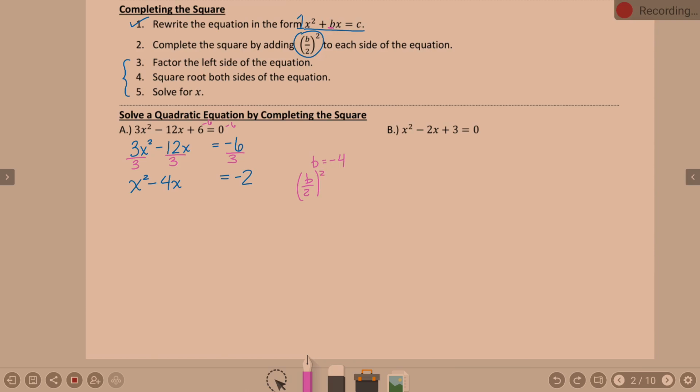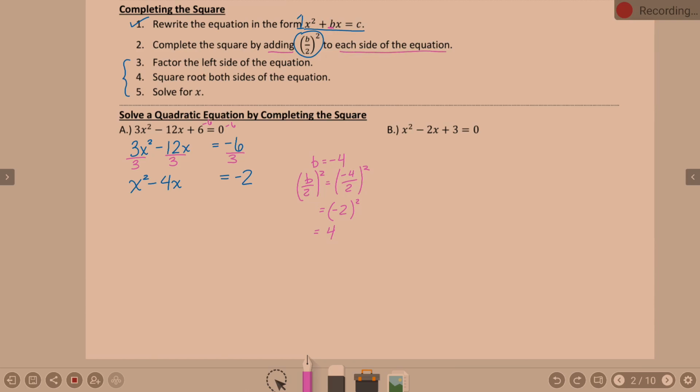So b over 2, that means, what am I using for b? -4 over 2 quantity squared. -4 divided by 2 is -2. -2 quantity squared is 4. Okay? We're going to take that number. And what are we supposed to do with it? Add it to each side of the equation.